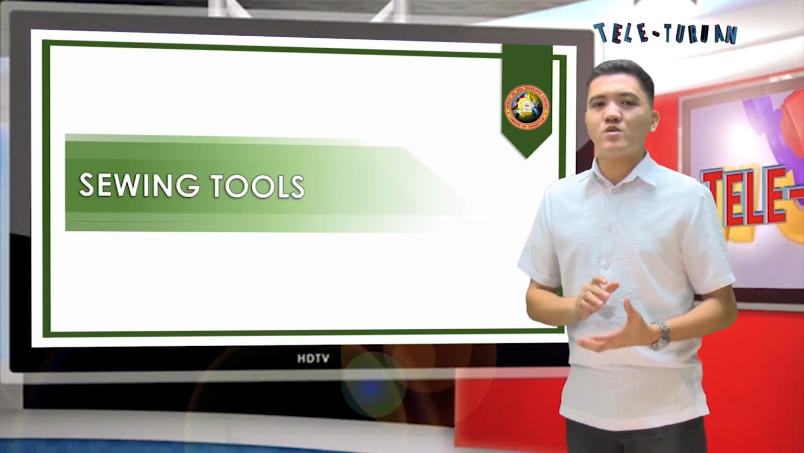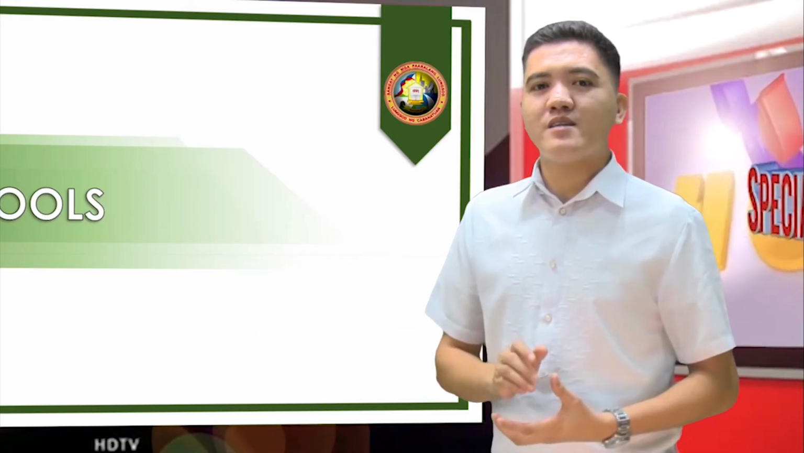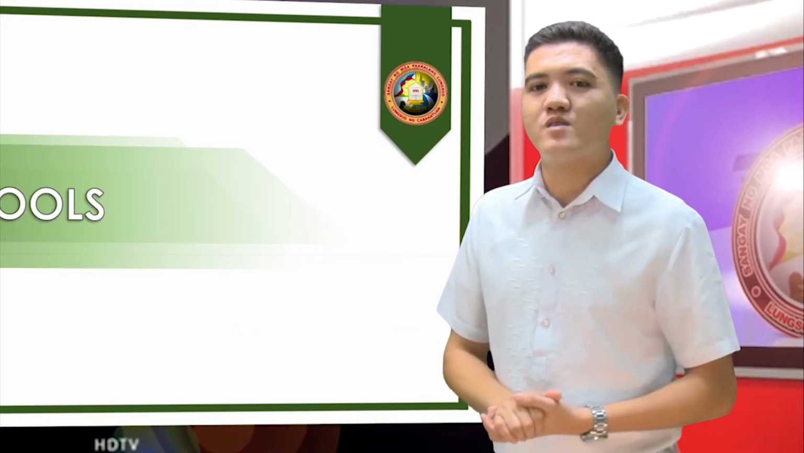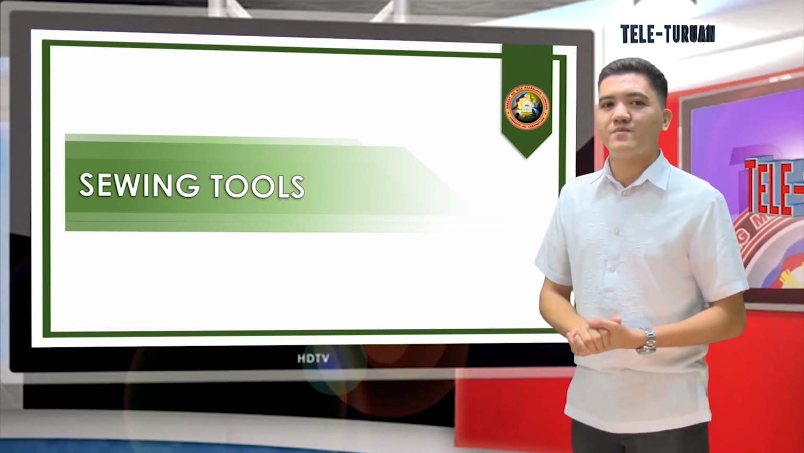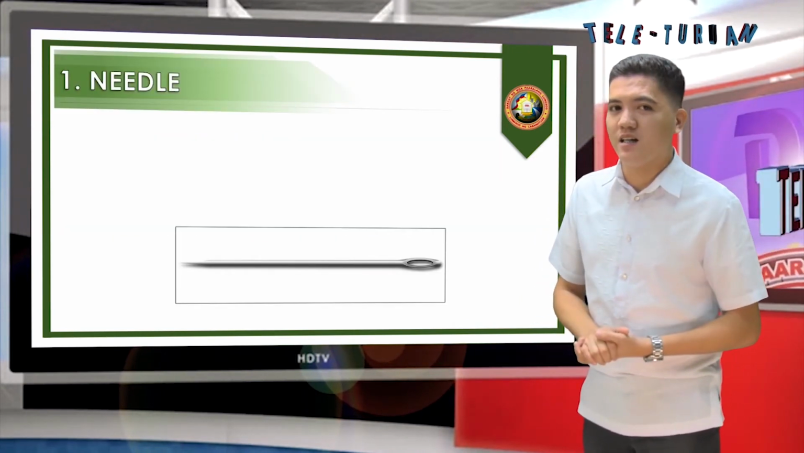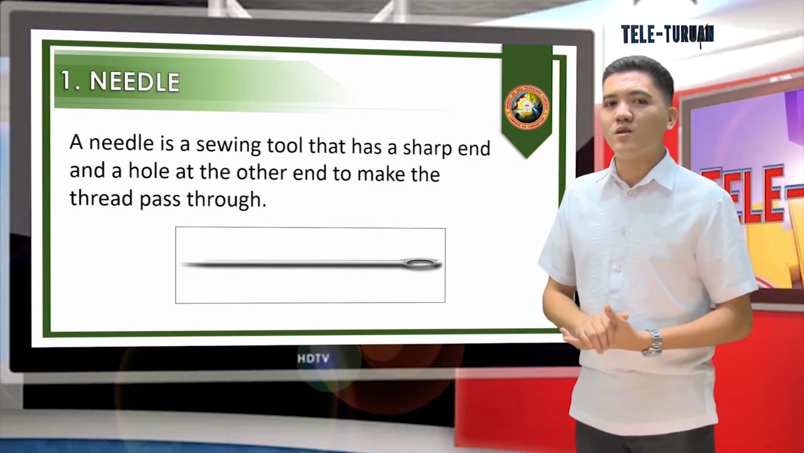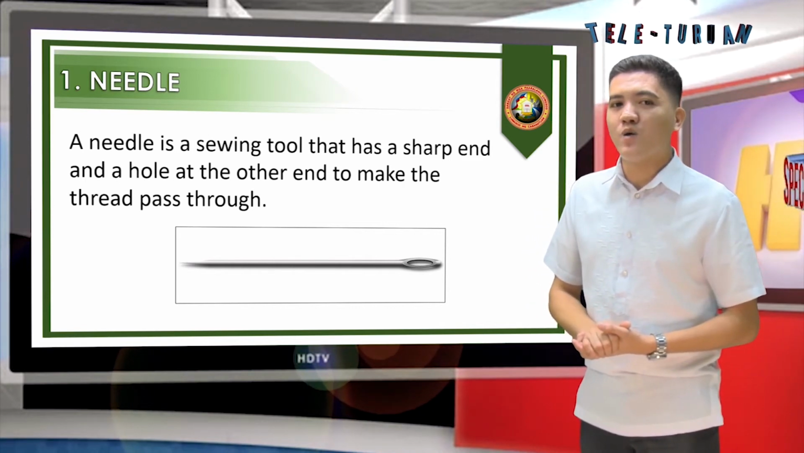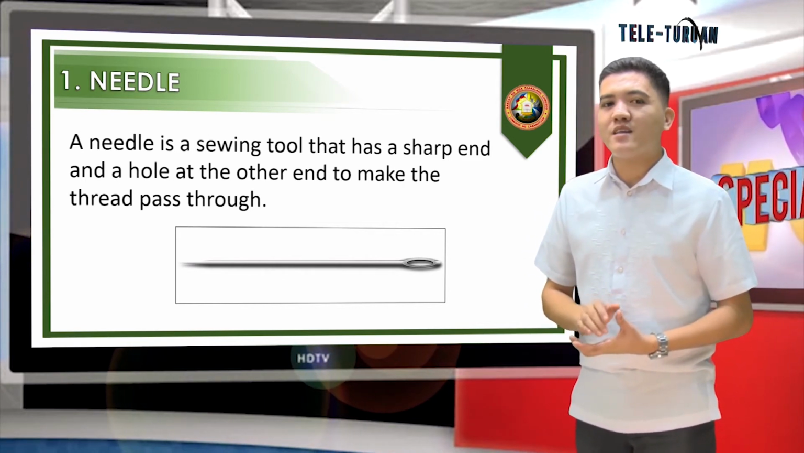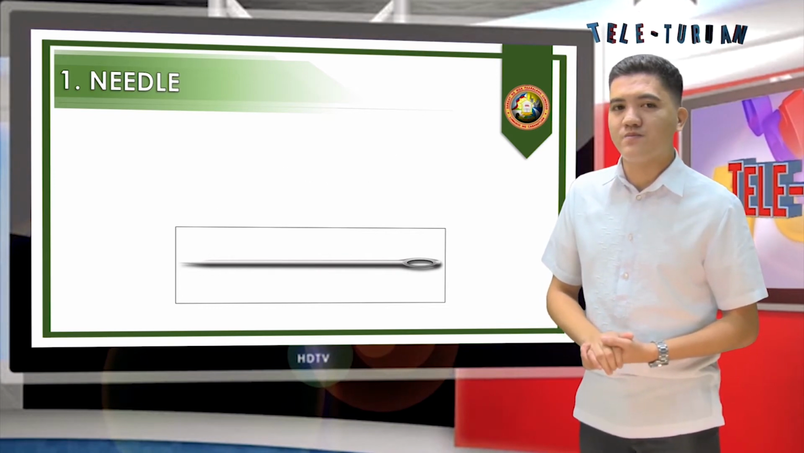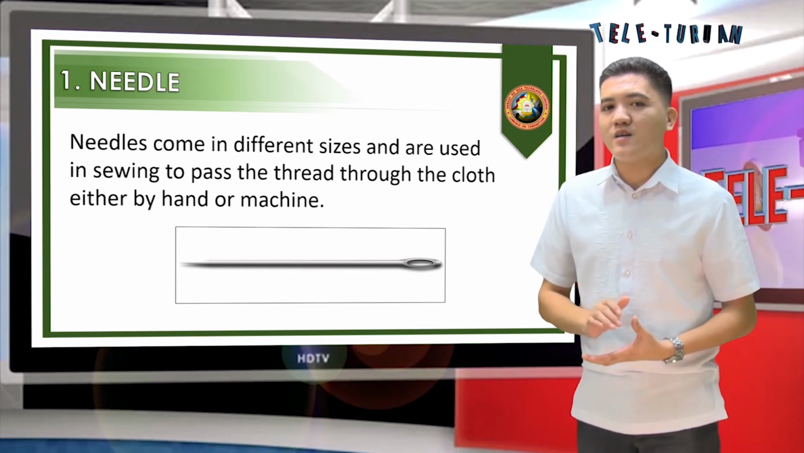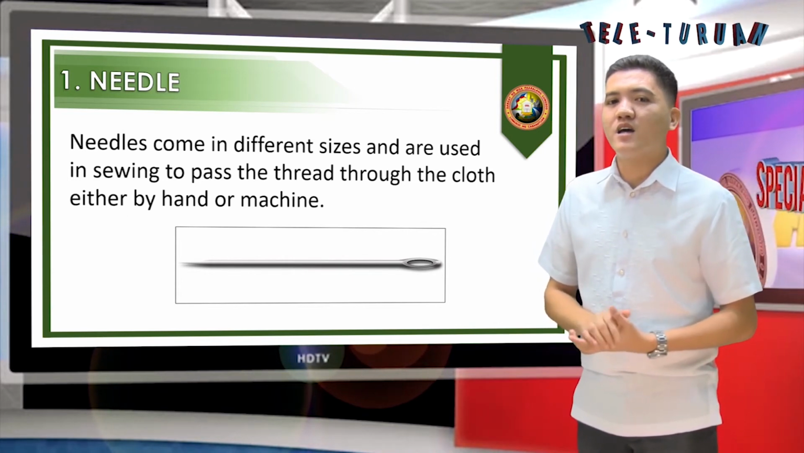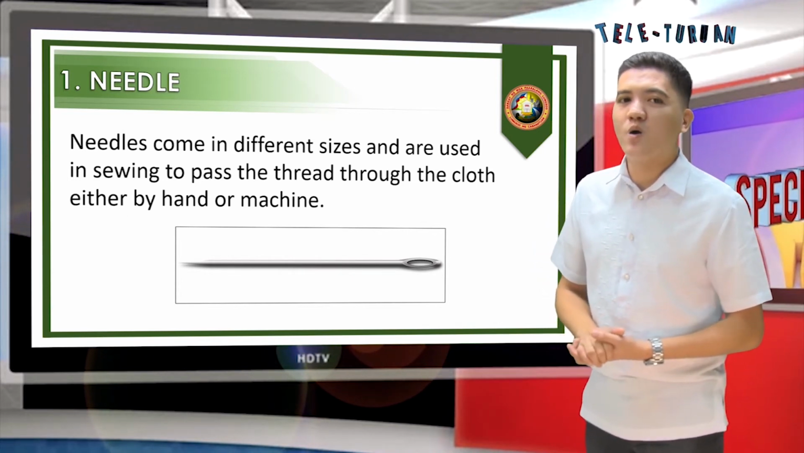Now, let's proceed to sewing tools, which are the instruments that aid in accomplishing sewing tasks. These are the common sewing tools. First, we have needle. Needle is a sewing tool that has a sharp end and a hole at the other end to make the thread pass through. Needles come in different sizes and are used in sewing to pass the thread through the cloth either by hand or machine.